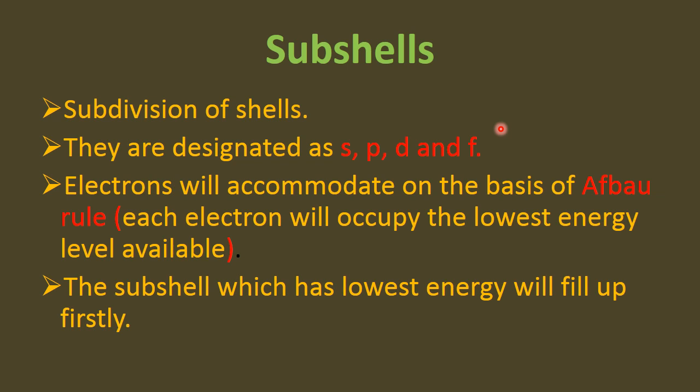Electrons will accommodate on the basis of the Aufbau rule. And what was that rule? Each electron will occupy the lowest energy level available. So, we have discussed this before as well. The subshell which has the lowest energy will fill up first.